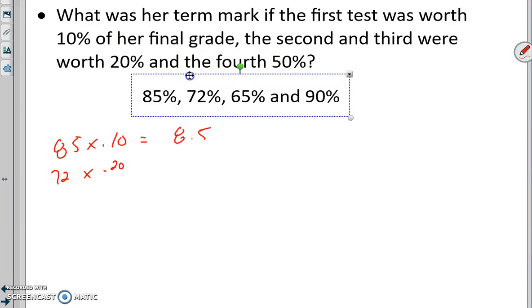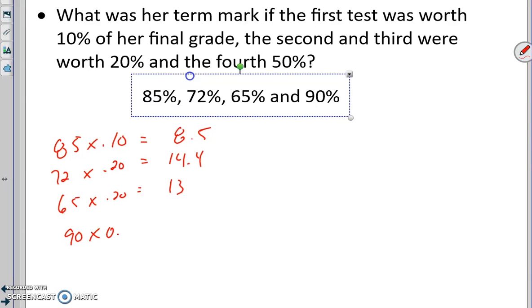So 72 times 0.2, and 65, right? I don't really like how this is. 14.4, and then 65 times 0.2 is 13. And then the last one is worth 50%.